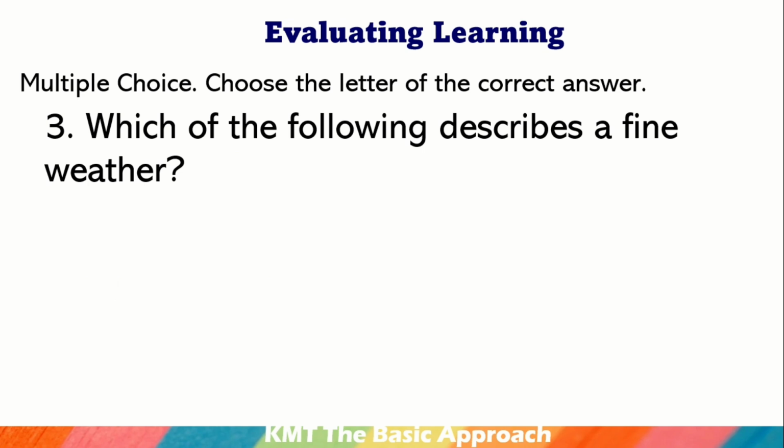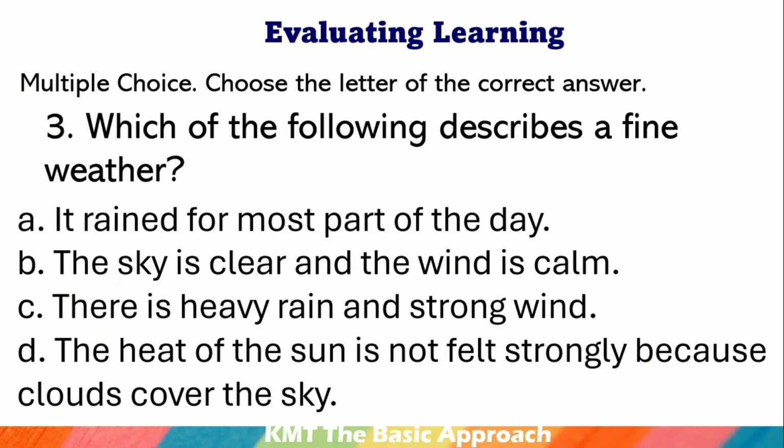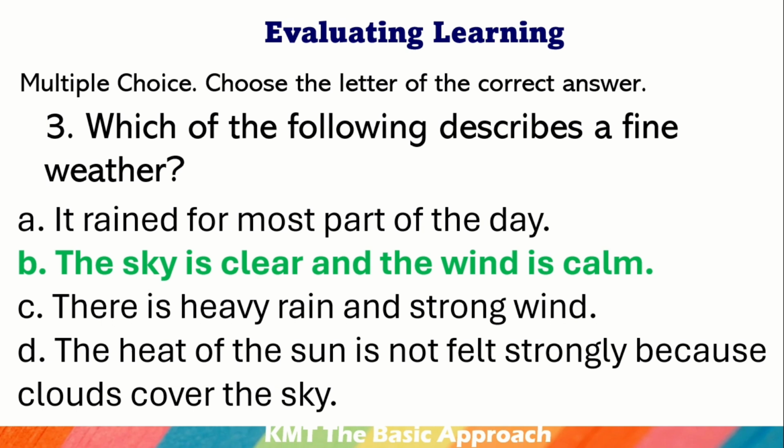Number 3. Which of the following describes a fine weather? Letter A. It rained for most part of the day. Letter B. The sky is clear and the wind is calm. Letter C. There is heavy rain and strong wind. Letter D. The heat of the sun is not felt strongly because clouds cover the sky. What is the correct answer? Good job! The correct answer is letter B. The sky is clear and the wind is calm.